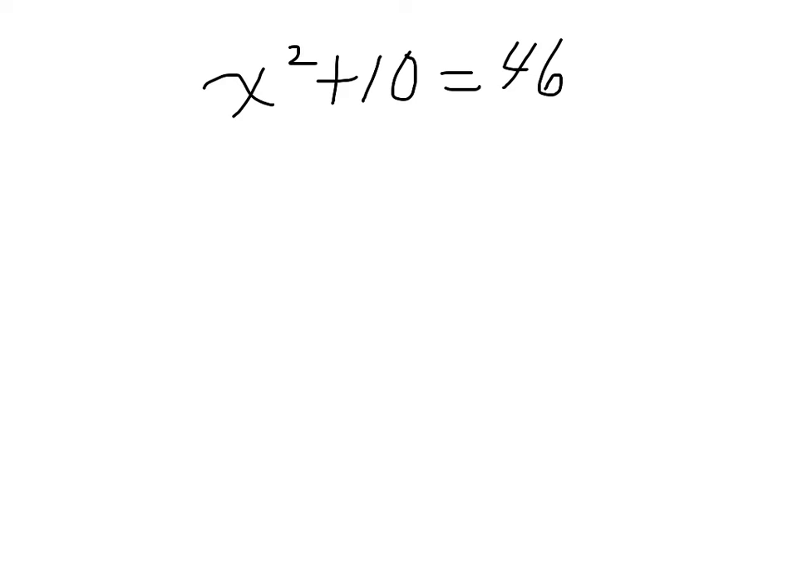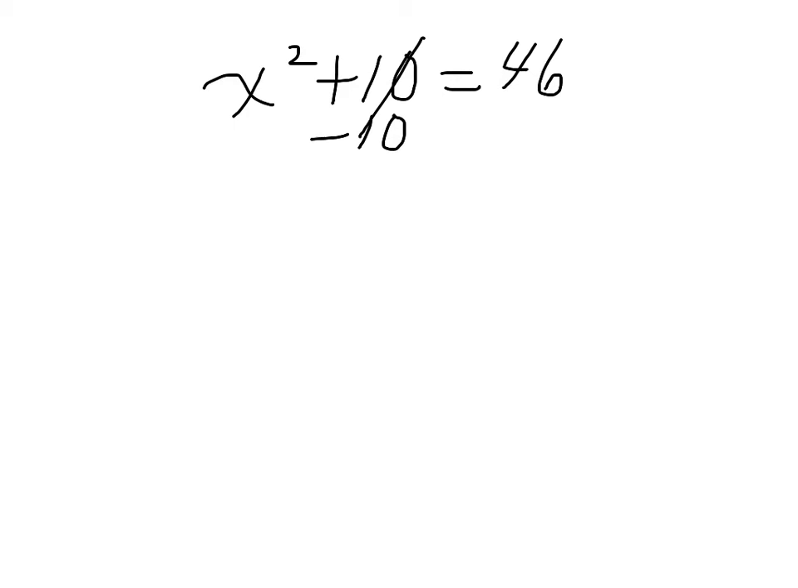x squared plus 10 equals 46. Again, we want to isolate the x squared, so that means we need to boot that 10 out of here and get it to the other side. The 10 is being added, so we undo addition by subtracting it. Double check. Positive 10 minus 10 goes to 0. That's exactly what we wanted to have happen.